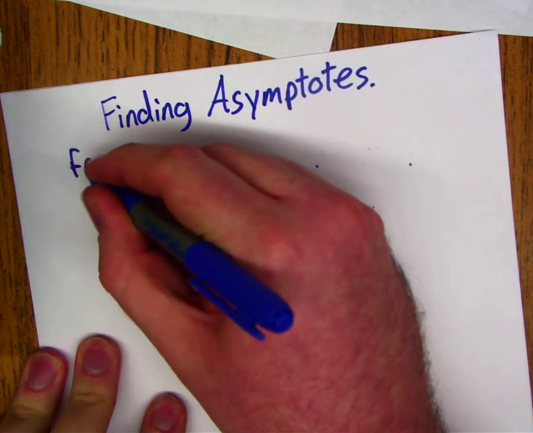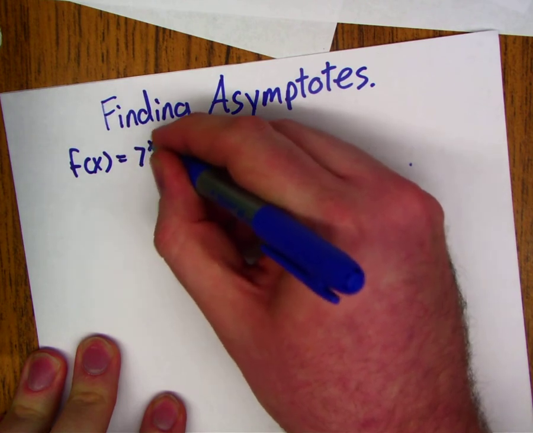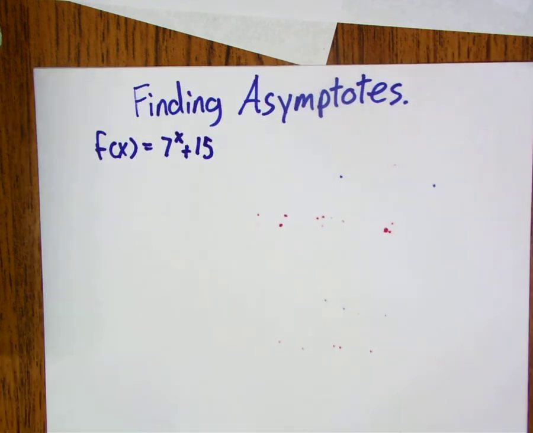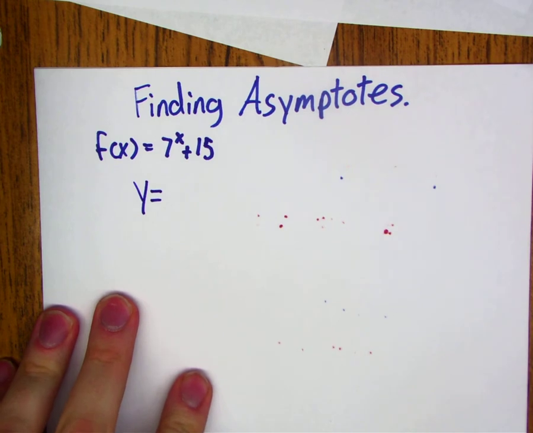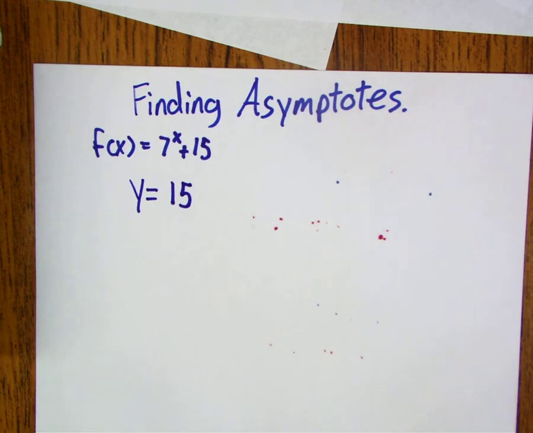Suppose I am given this equation: f of x is equal to 7 to the x plus 15. I'm going to start us off with a little game called, what is the asymptote? Who knows? Some of you may already know it. For this particular one, we always start out asymptotes with y equals, and then it's always just some kind of number. Other than that, we don't know what it is. So there's our first one.